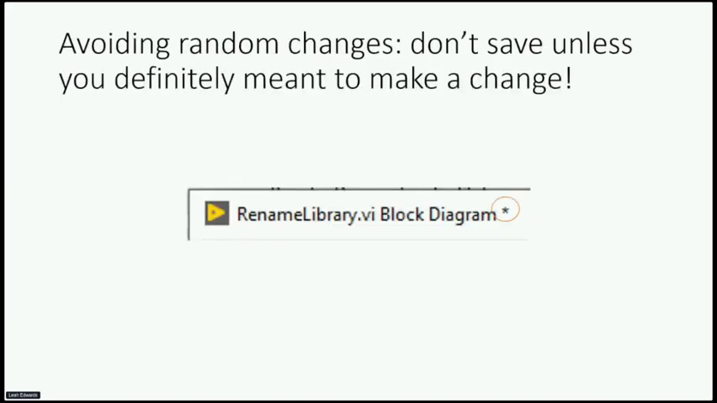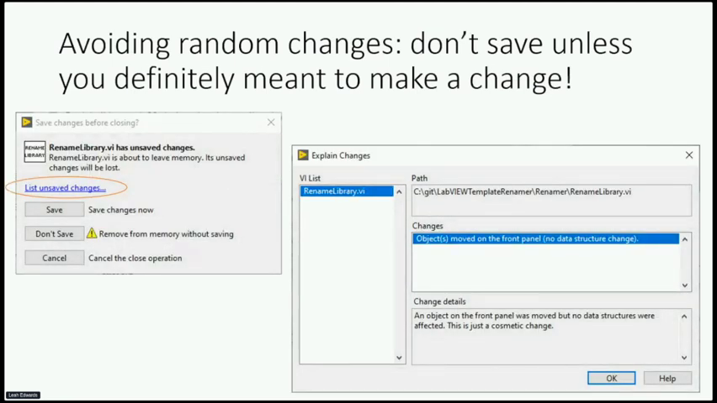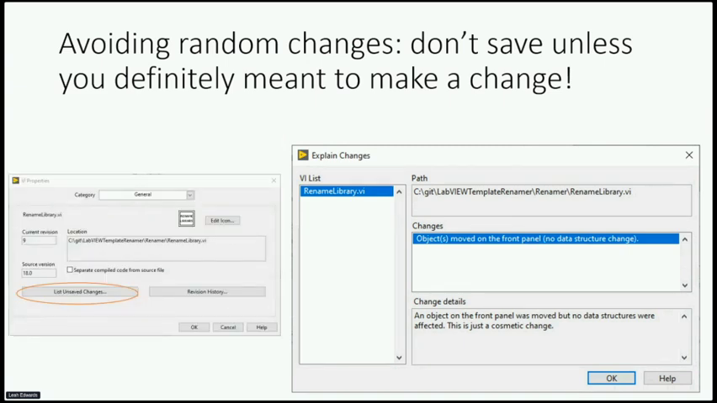If I step back a second, it's worth trying to avoid making random changes in the first place, so being really disciplined about not saving unless the save is a deliberate change. One way of ensuring this is when you see that asterisk that some people call the dirty dot, which shows that you've got a change in your file. When you go to close it, there is a dialog that I didn't know about for ages that will list your unsaved changes. It's fairly basic, but it'll give you some sort of idea of what's changed. And you can also launch this from the VI properties menu as well, the same menu.